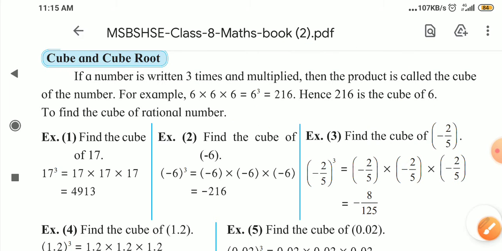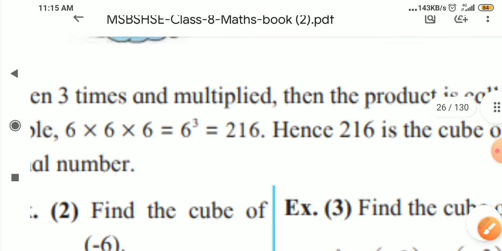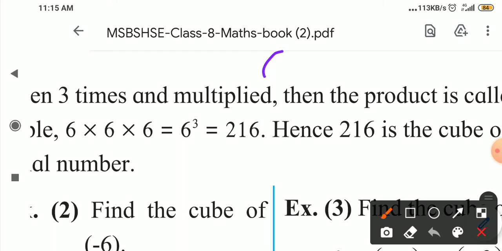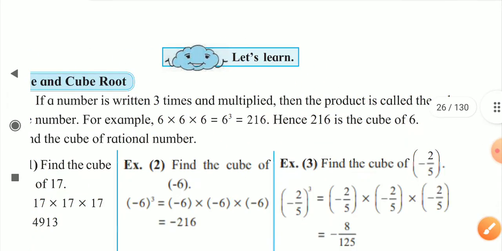So here it is given that, see here, if a number is written 3 times and multiplied, then the product is called the cube of that number. For example, 6 into 6 into 6. 6 6s are 36, 36 6s are 216. But since 6 is multiplied 3 times, we write 6 raised to 3, meaning 6 cube. If the power is 2, we say square. If the power is 3, we say cube. So 6 into 6 into 6 means 6 cube, and its answer is 216. Hence 216 is the cube of 6.